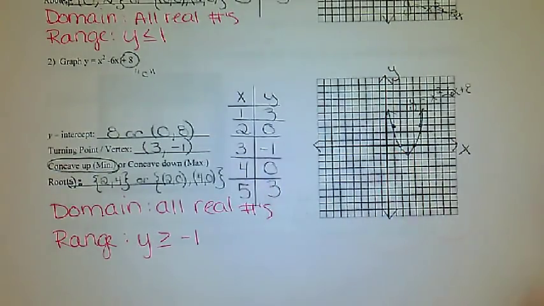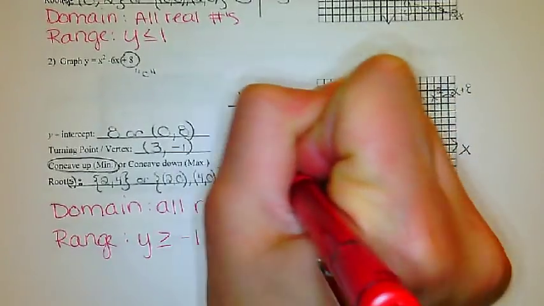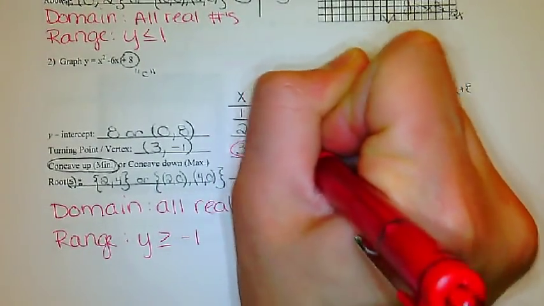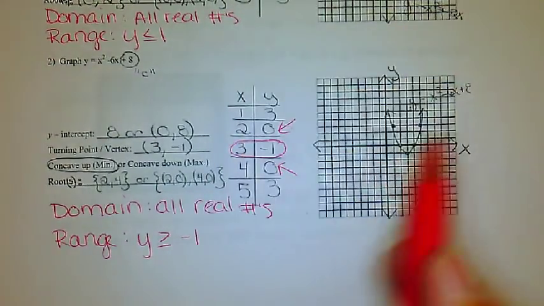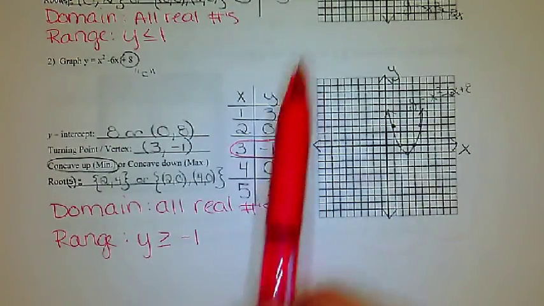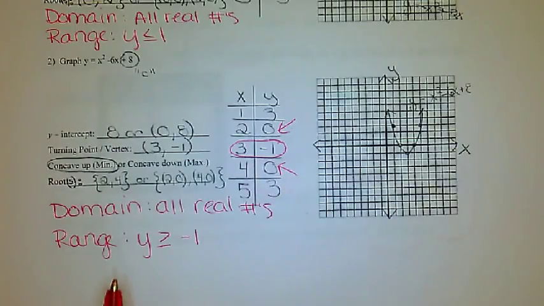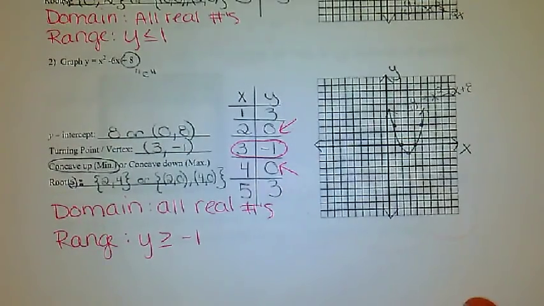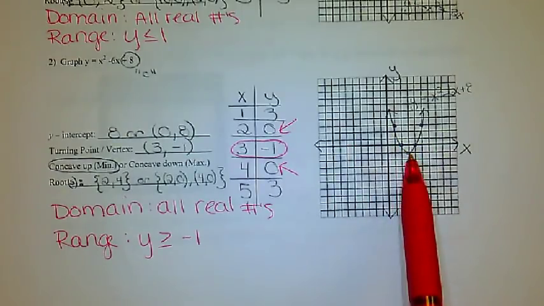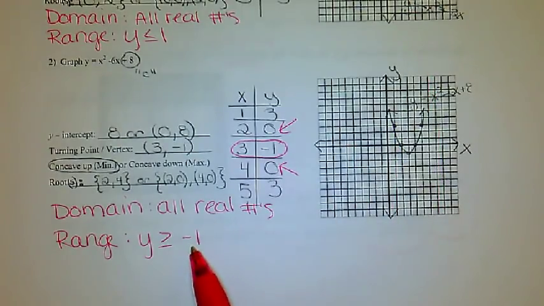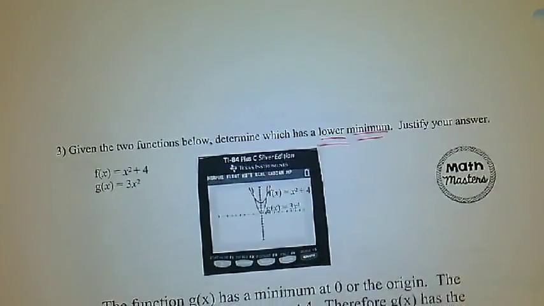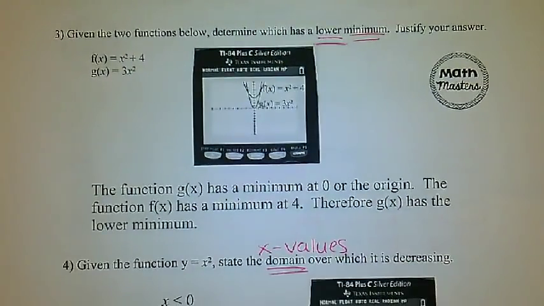Our roots, as we can see, so again, here is our vertex. Remember, our roots, it just so happens that these are both right next to the vertex, but these are just when y is equal to 0, because our roots are also called x-intercepts. And the domain, all real numbers. Y is greater than or equal to, because it goes up, -1, because that is the y value of my vertex.